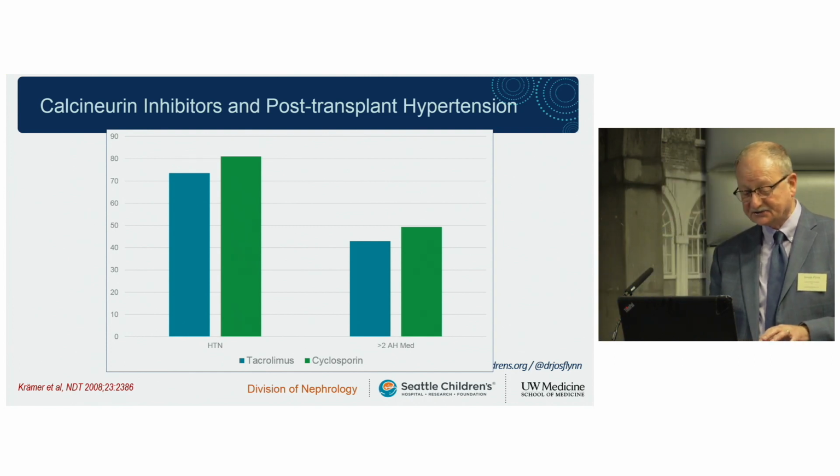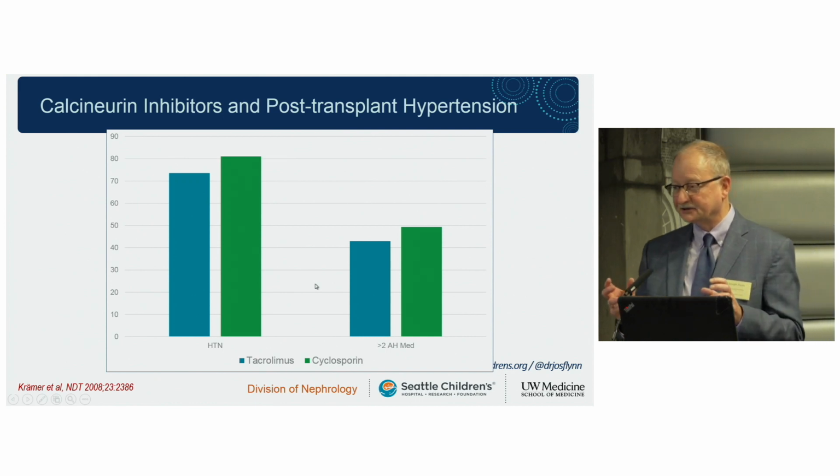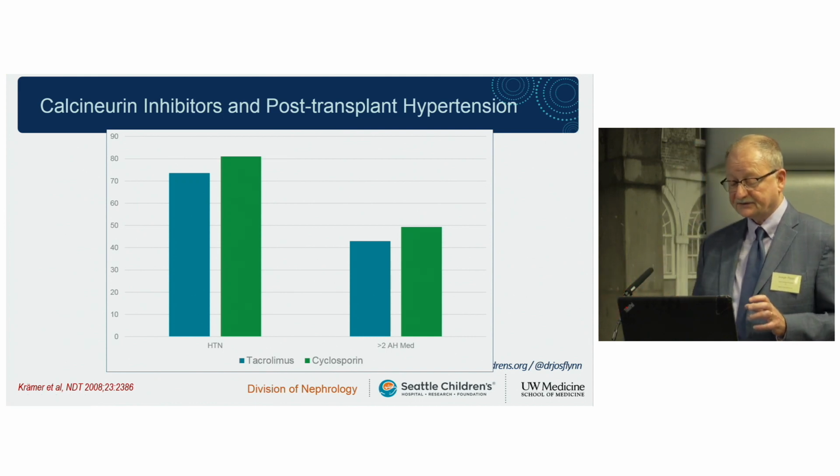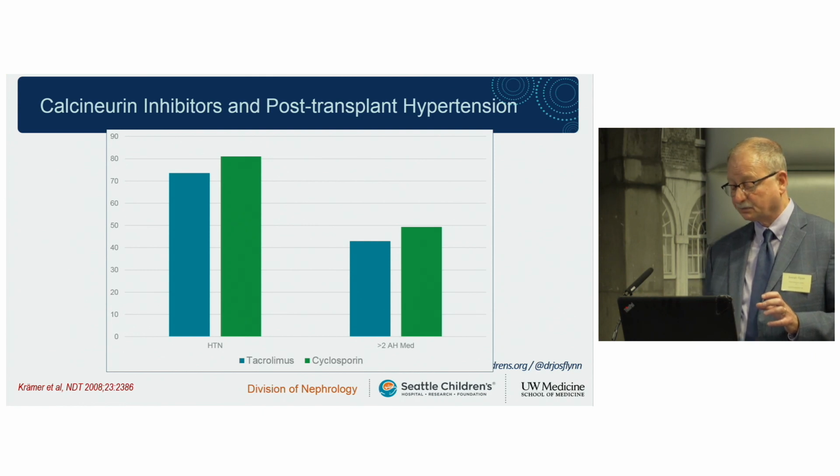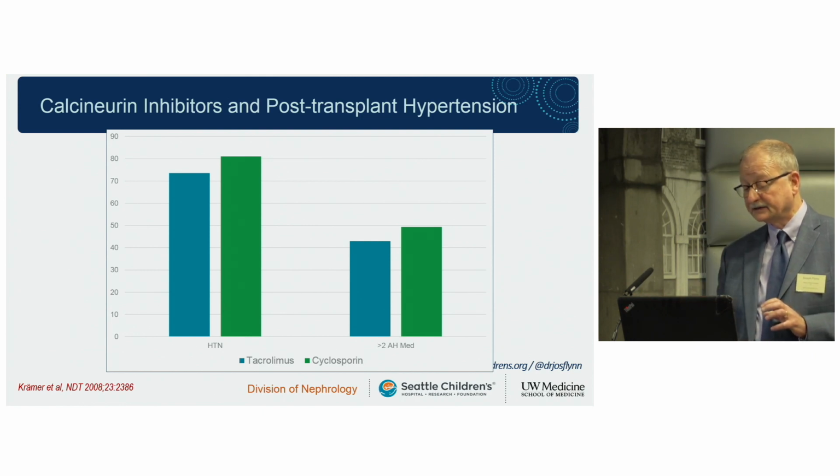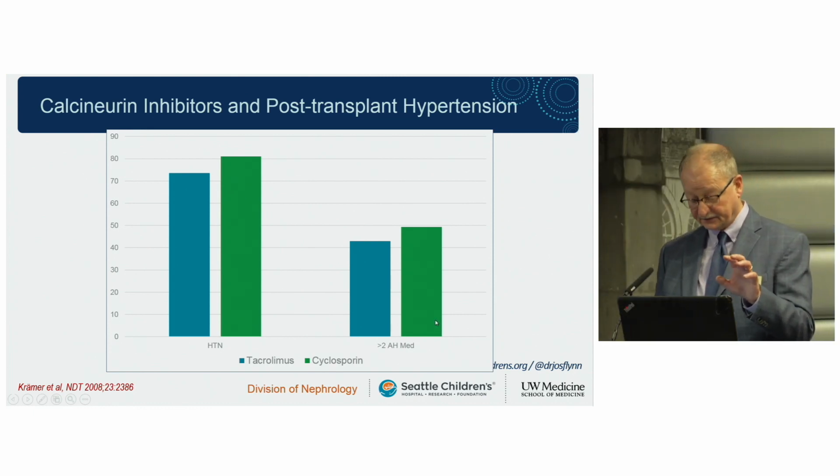This is a study done, I think, in children, could be adults, I forget, I apologize, looking at rates of hypertension based on whether or not they were on tacrolimus or cyclosporine. And cyclosporine is a little bit higher in the green for both diagnosis of hypertension or being on more than 2 antihypertensive medications, but it's not very much different, okay?